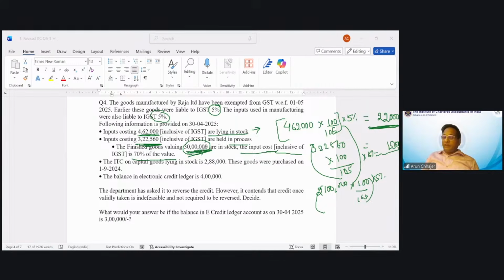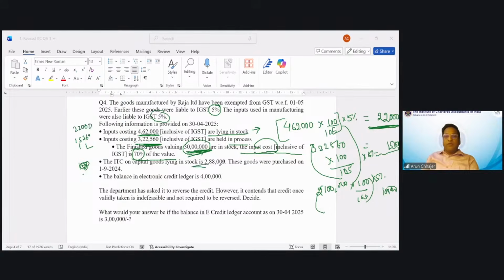See, the value of finished goods is 30 lakhs and it says that input cost is 70%. So what is the cost? I can say 21 lakh. So 21 lakh becomes my inclusive of tax amount. I will divide by 105 and multiply by 100, then I will calculate the tax. So this will be 1 lakh. This is 15,360 and this is 22,000.